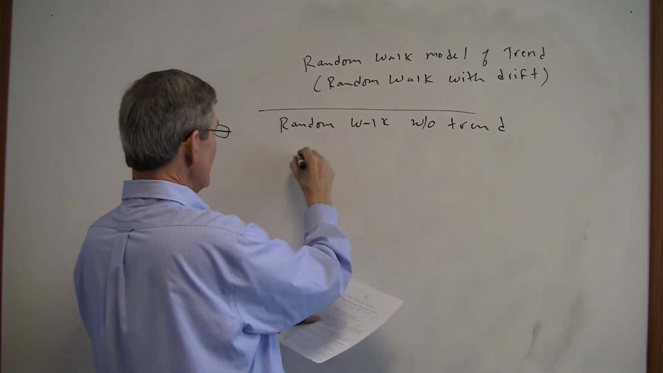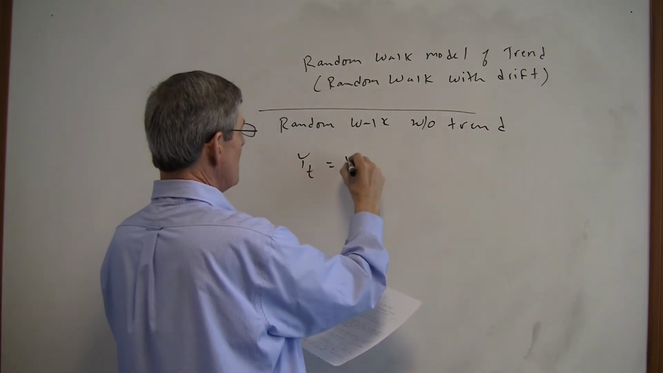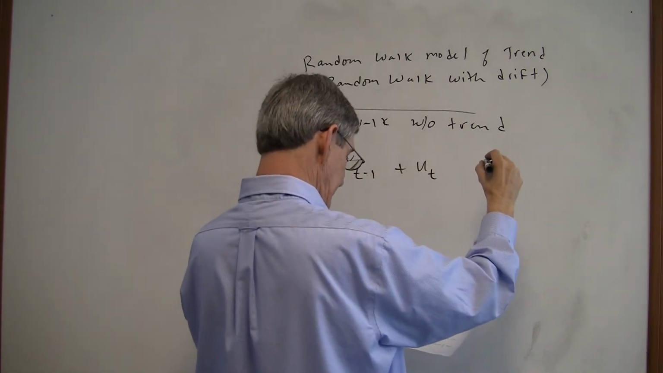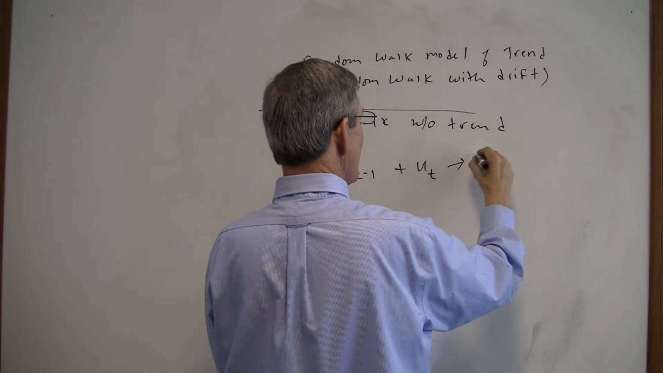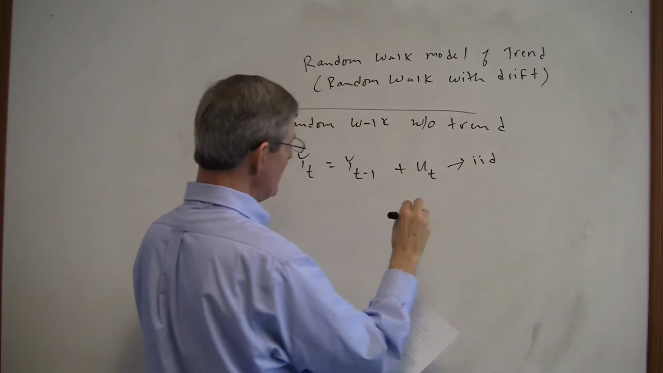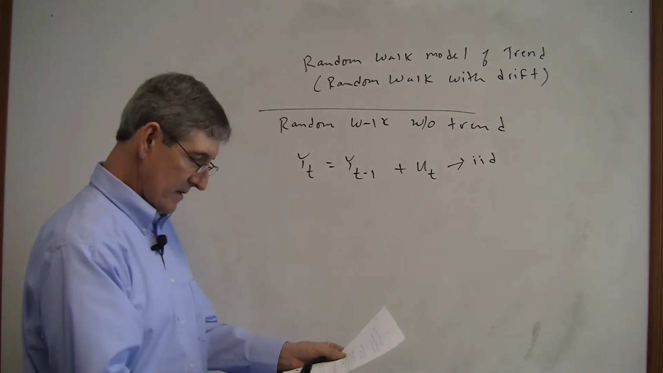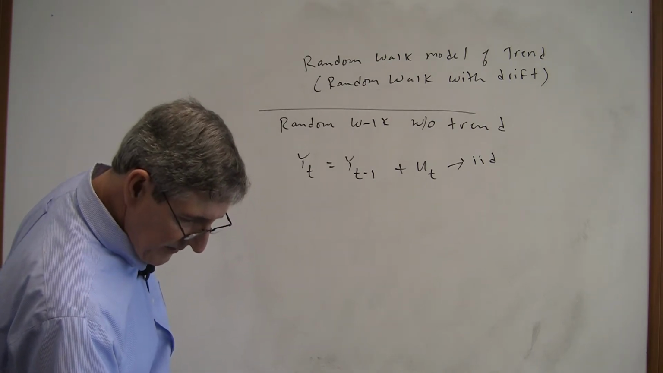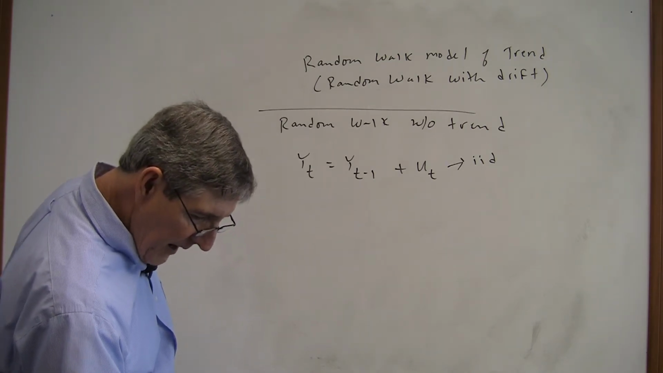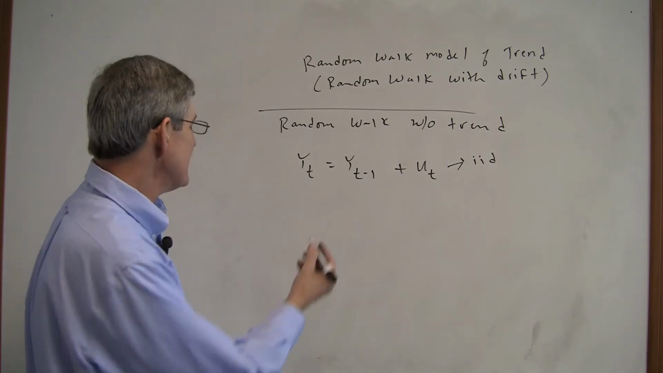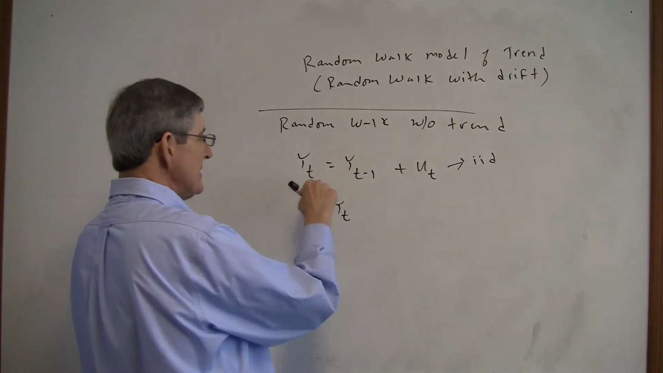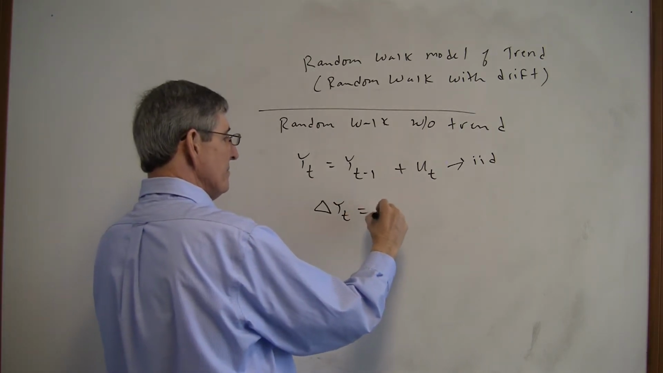And what that looks like is yt equals yt minus 1 plus ut. This is IID generally. All you really need is that it's uncorrelated with all the y's. But it's the usual stuff here. So that's a random walk model. The reason is that the change in yt minus yt minus 1 is random.